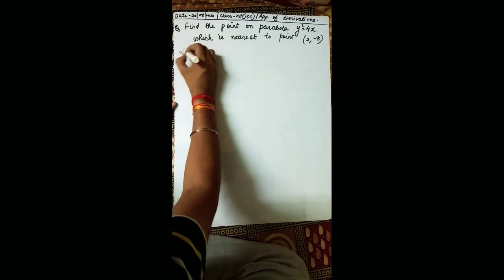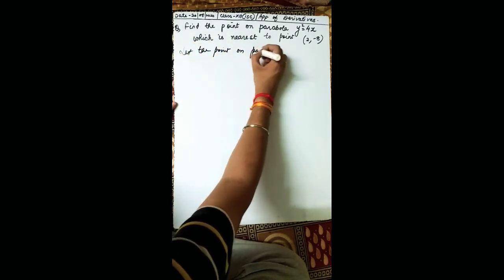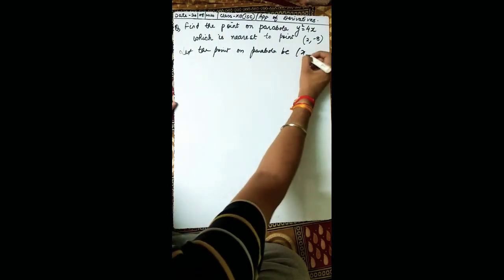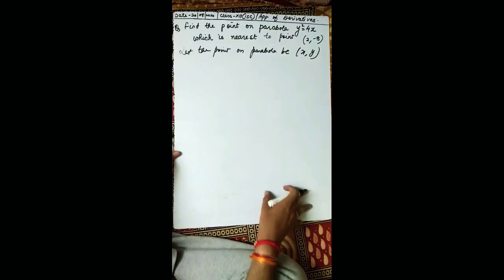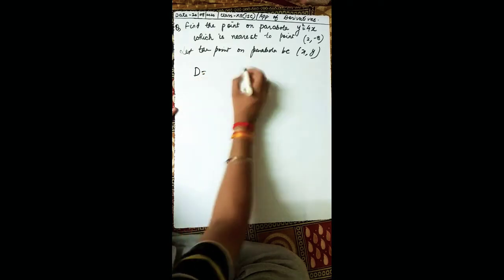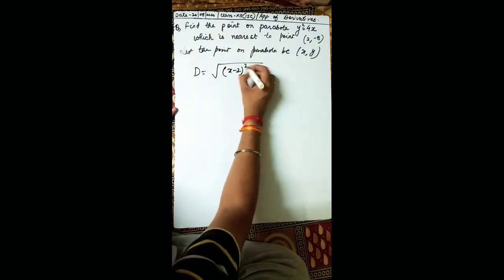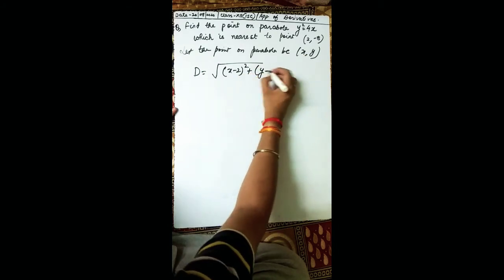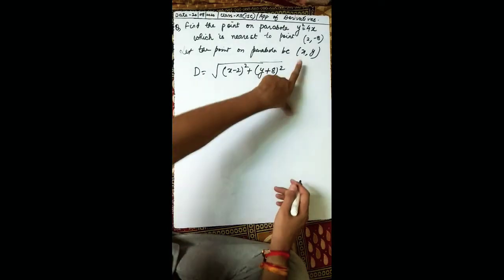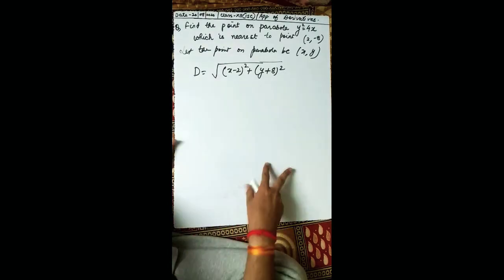Alright, so let the point on the parabola be (x, y). What will be the distance formula? D will be under root of (x minus 2) the whole square plus (y minus minus 8, that is y plus 8) the whole square. This is the distance formula between the point on the parabola and that point. So this is D.